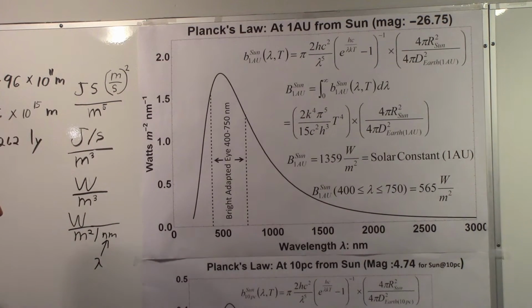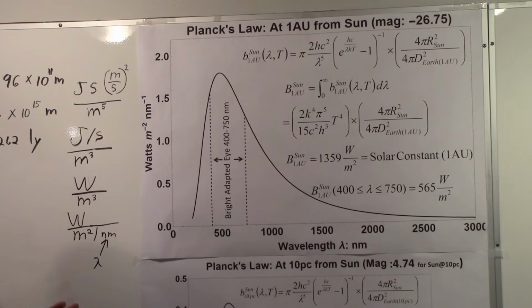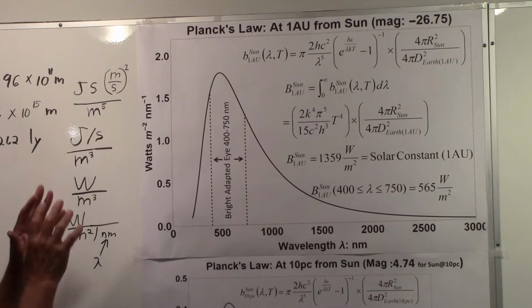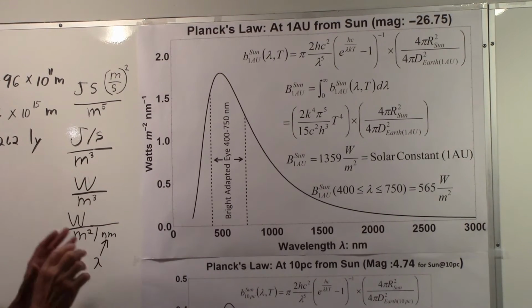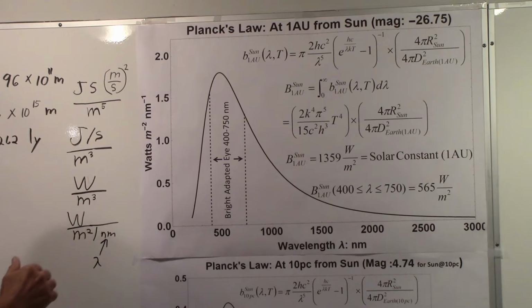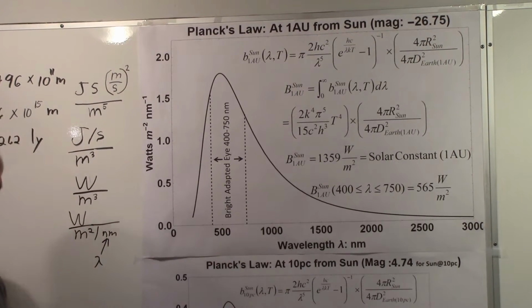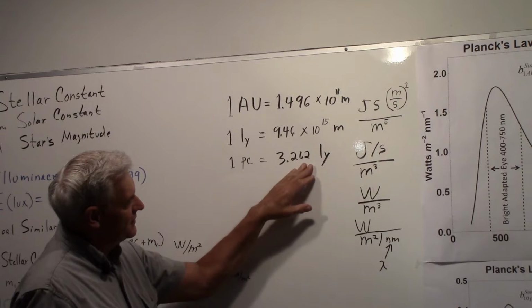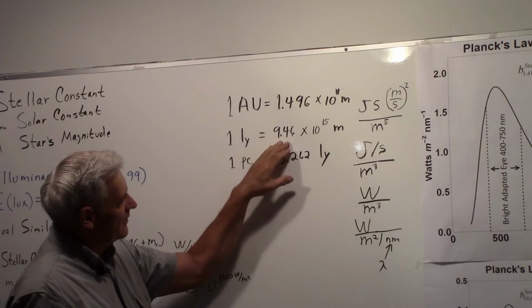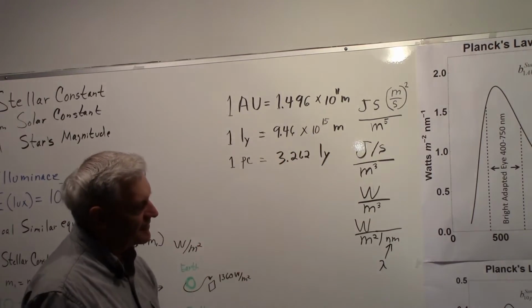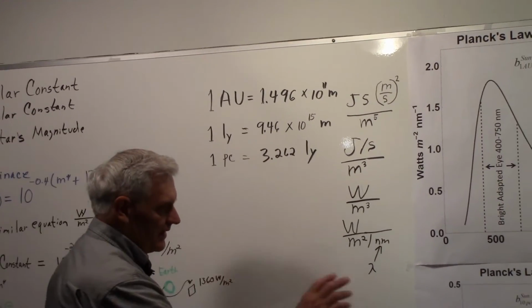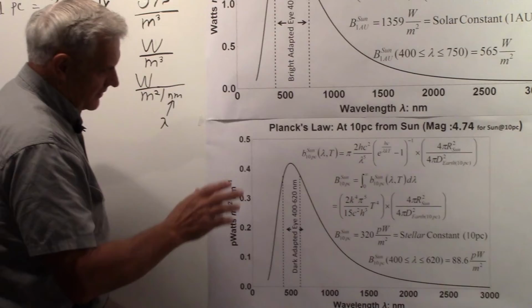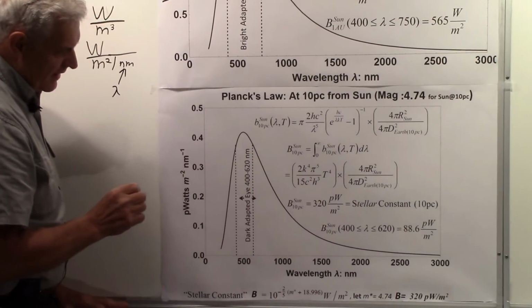What we want to do now is look at the exact same expressions, but now we're going to put the sun at a distance of 10 parsecs. The distance of 1 parsec is 3.262 light years, and 1 light year is 9.46 times 10 to the 15th meters. So you use the meters over here to do this calculation.